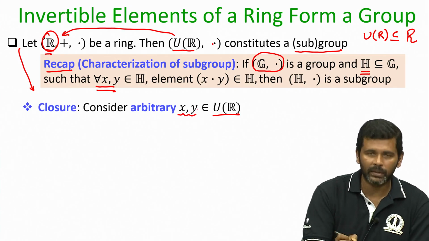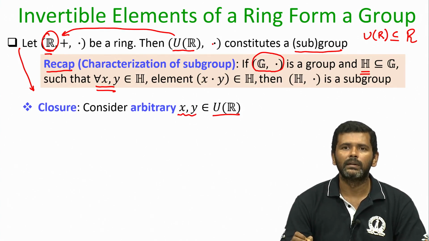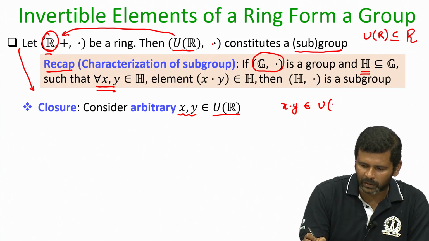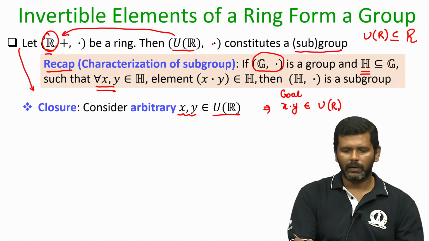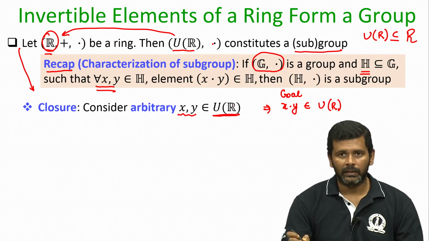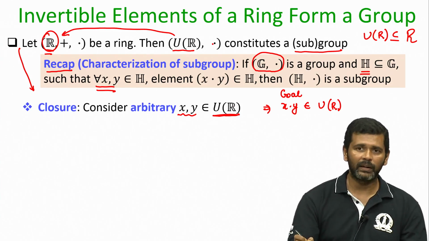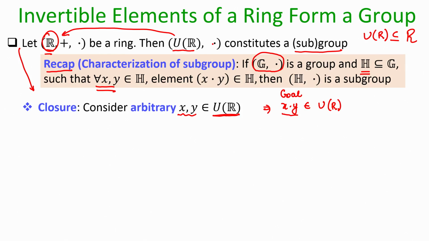So, for proving the closure property, we have to show the following. You take any two elements x and y from this set U of R, the element x dot y is also a member of U of R. That is what we have to prove. This is our goal. And recall, our definition of U of R is that an element is considered to be present in U of R if it is invertible. So, basically we have to show that x dot y is also invertible.